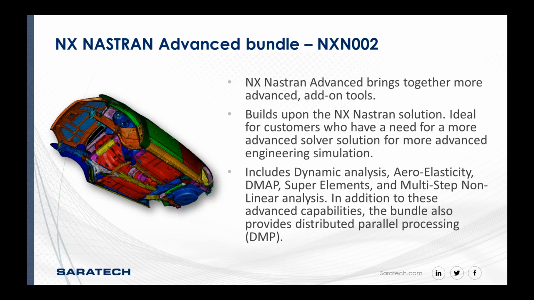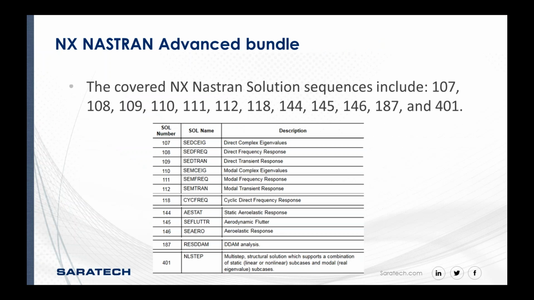A lot of people, instead of purchasing an individual dynamic response bundle, would go ahead and step up to the advanced bundle. One of the reasons why you would get the advanced bundle is that, along with the dynamic analysis bundle, you get aeroelasticity, DMAP, super elements, multi-step nonlinear, and you also get DMP, which is distributive parallel processing. Here are the solution sequences that you get with the advanced bundle. As you can see, you get some of the same that you got in the dynamics, except now we add those additional functionality.